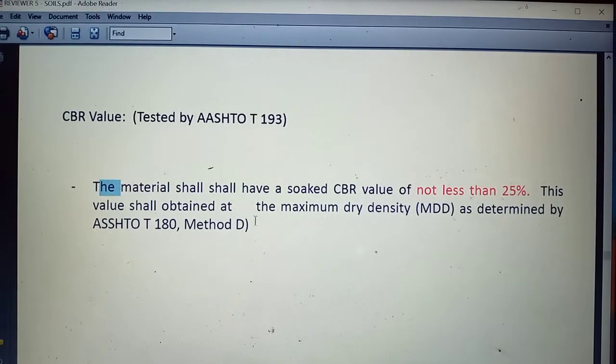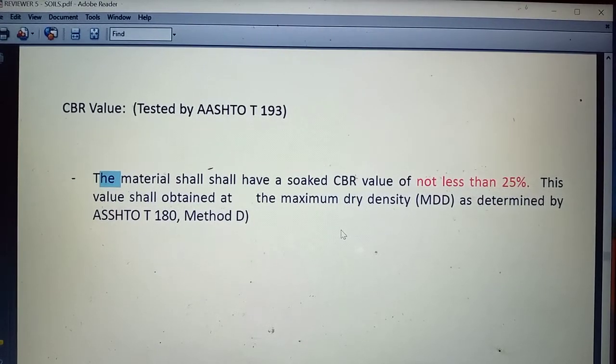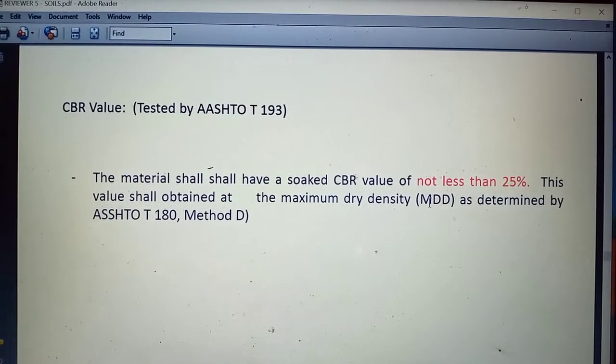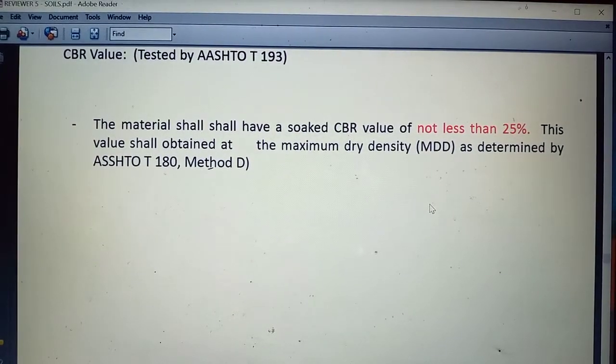So, the material shall have a soaked CBR value of not less than 25%. Okay? This value shall be obtained at the maximum dry density as determined by, dapat AASHTO, wrong spelling again, AASHTO T180 method D. So, this is for maximum dry density.